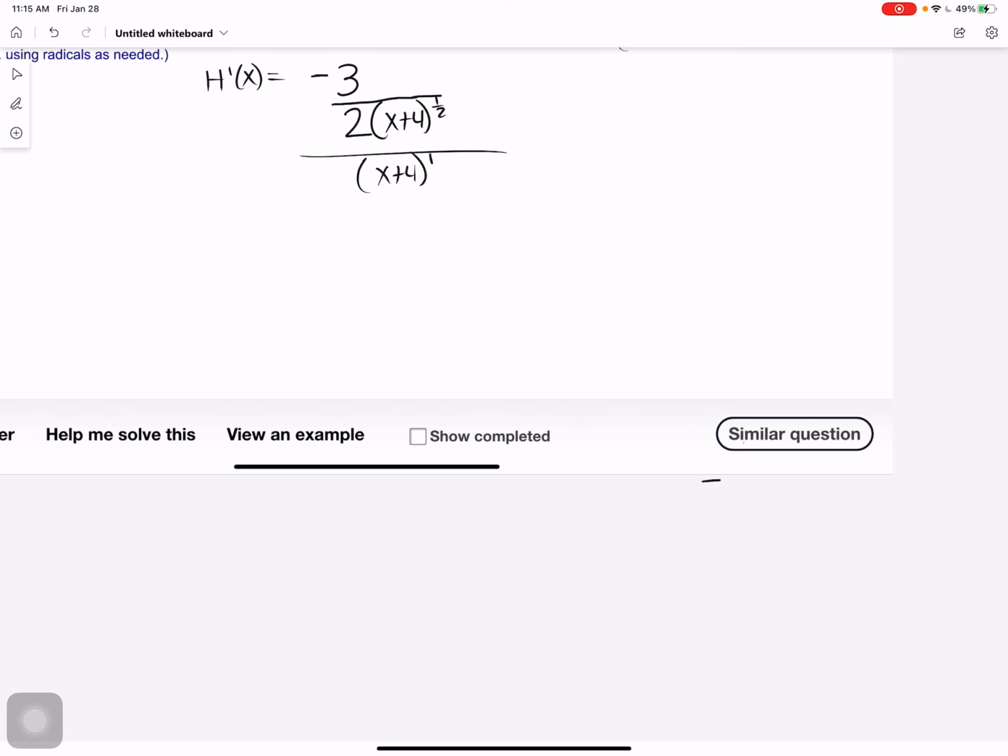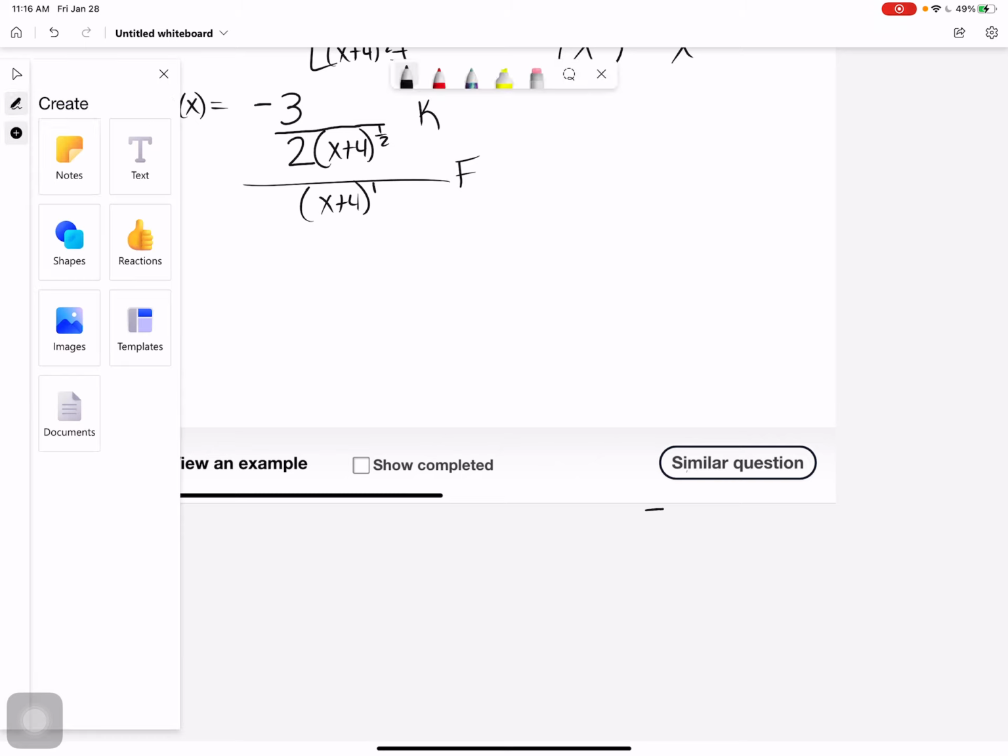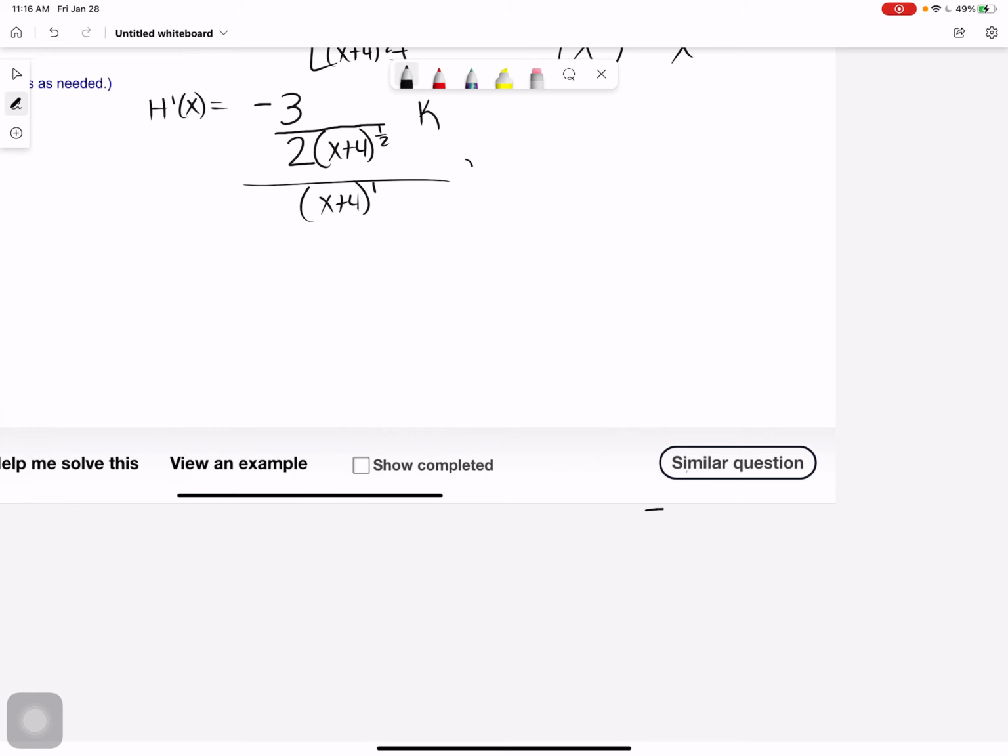We want just 1. So, if you do enough of these, you kind of understand how things move and why they do what they do. But right now we're still just learning. So what I like to use to explain what's going to happen next is my keep, change, flip. Keep, change, flip. There we go.